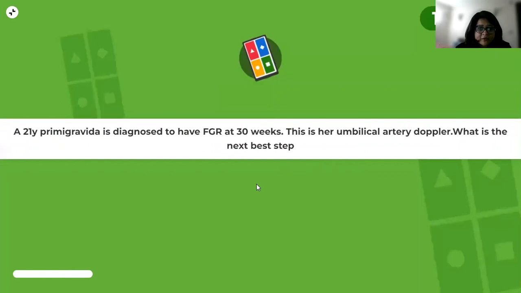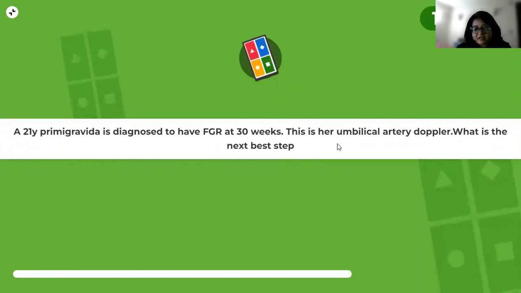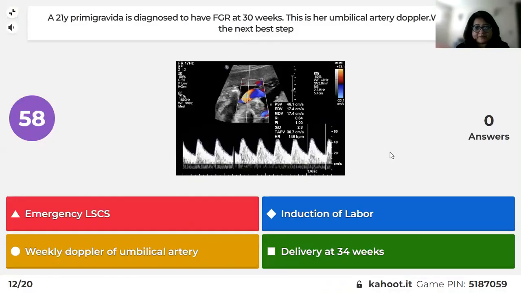Next question. 21-year-old primary, fetal growth restriction at 30 weeks. This is her umbilical artery Doppler. What is the next best step? FGR at 30 weeks, umbilical artery Doppler is given. What will you do next?